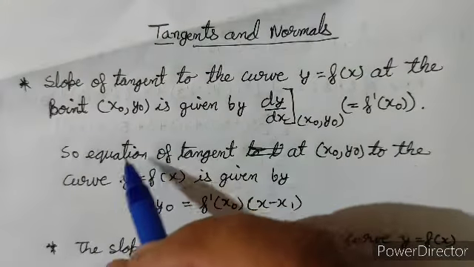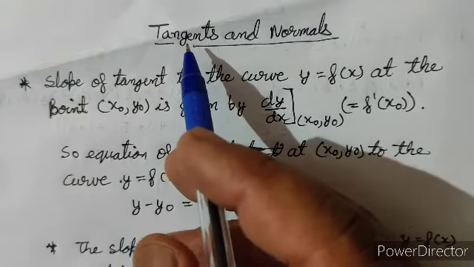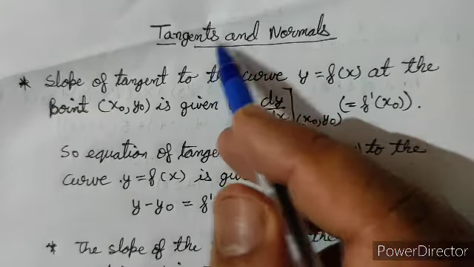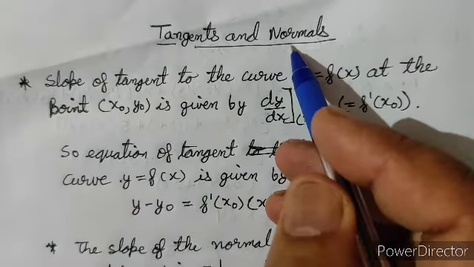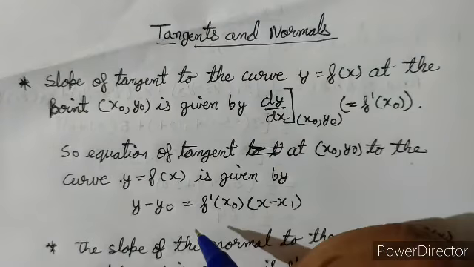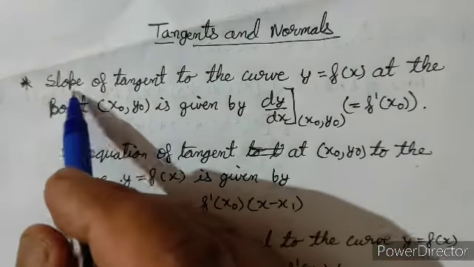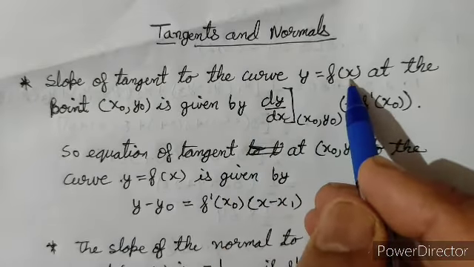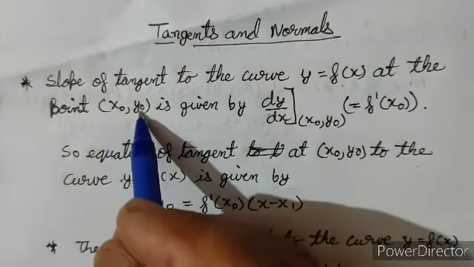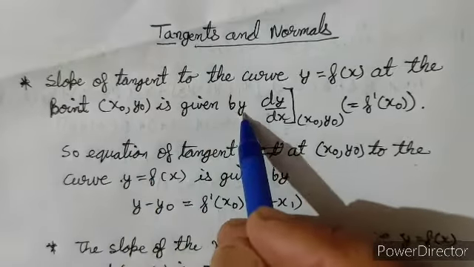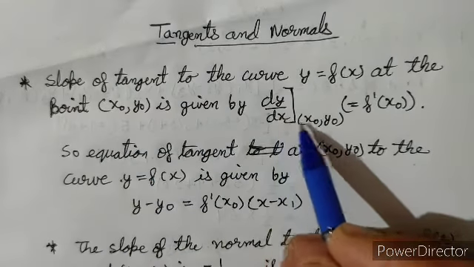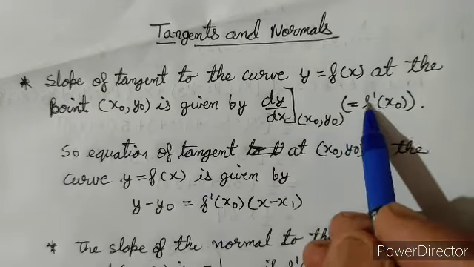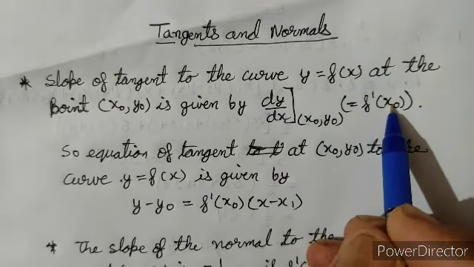Hello students, in this section we shall use differentiation to find the equation of the tangent lines and the normal lines to the curve at a given point. Now the slope of the tangent to a curve y = f(x) at point (x0, y0) is given by dy/dx at (x0, y0), or f'(x0).